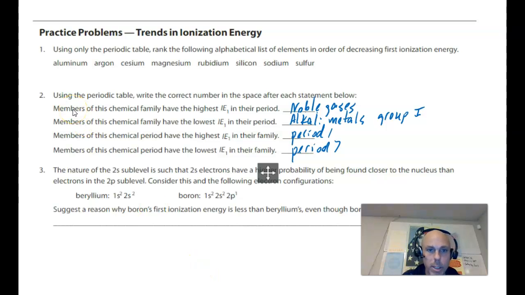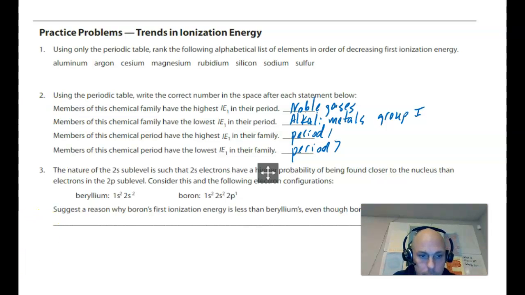Question 2, members of this chemical family that have the highest ionization energy in their period or in their row would be the noble gases, being further to the right and having a higher effective nuclear charge, stronger force of attraction, higher ionization energy. The alkali metals, being on the far left, or the group 1 metals, would have the lowest ionization energy in their period. In the family or in the group, the highest ionization energy are those that are in period 1. The further up in a group an element is, the higher the ionization energy, and the lowest down in a family or in a group would be the period 7 elements.